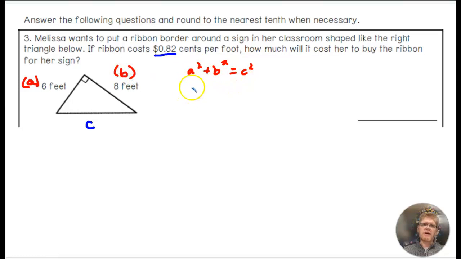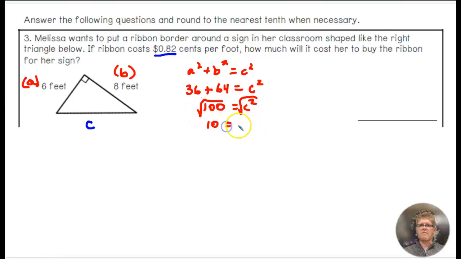So, a squared is going to be 36, because 6 times 6 is 36. And b squared is going to be 64, because 8 times 8 is 64. And that will be equal to c squared. Well, that's 100. 100 is equal to c squared. And I know that I'm going to take the square root of both of these, and the square root of 100 is 10, and the square root of c squared is c. So I know that c is equal to 10.